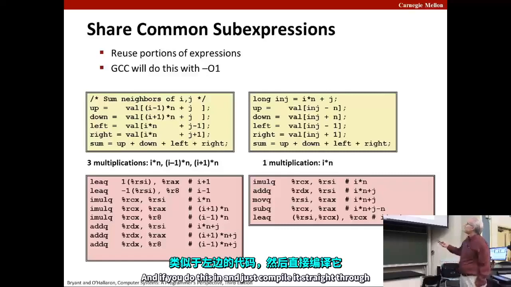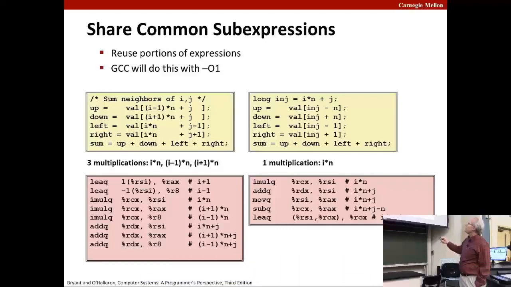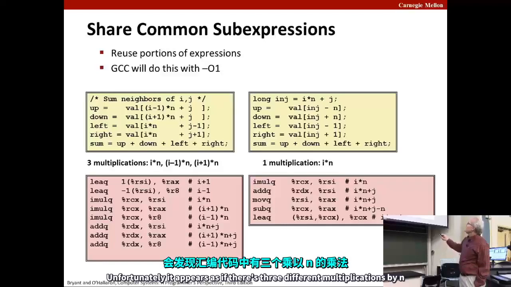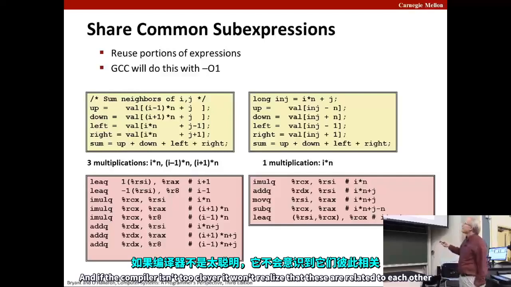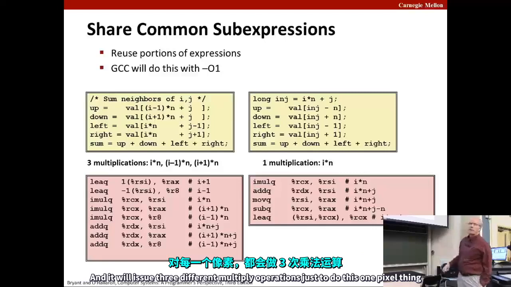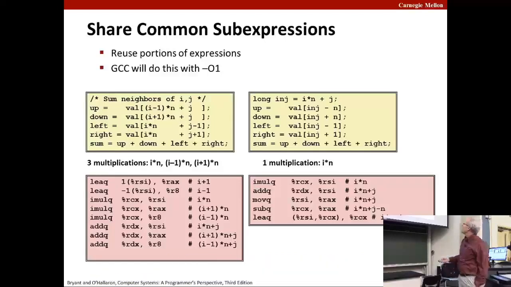If you do this and just compile it straight through, unfortunately, it appears as if there are 3 different multiplications by n: i minus 1, i plus 1, and i. If the compiler isn't too clever, it won't realize that these are related to each other, and it will issue 3 different multiply operations just to do this one pixel thing.